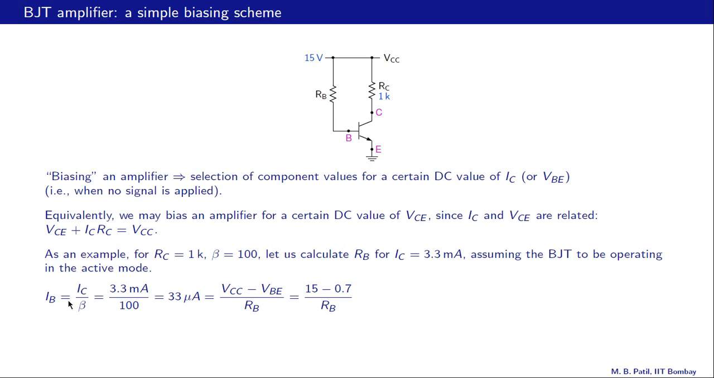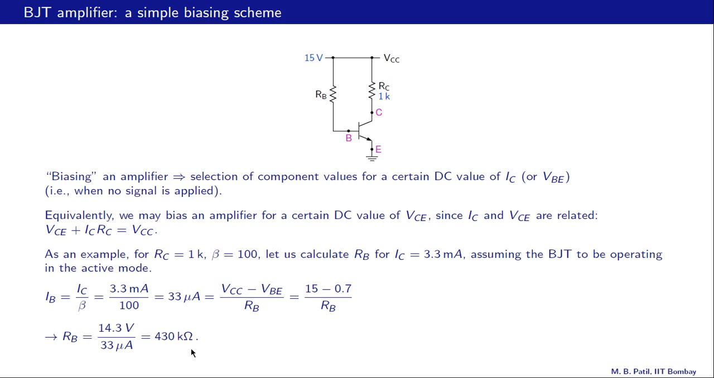If we know IC, we also know IB, IC divided by beta, 3.3 milliamps by 100, 33 microamps. And what is IB? Is this current, and that is 15 volts minus VBE divided by RB. So that is 15 minus 0.7 divided by RB. So we have an equation now for RB. Using this number, we can calculate RB. So RB turns out to be 430 kilo ohms.